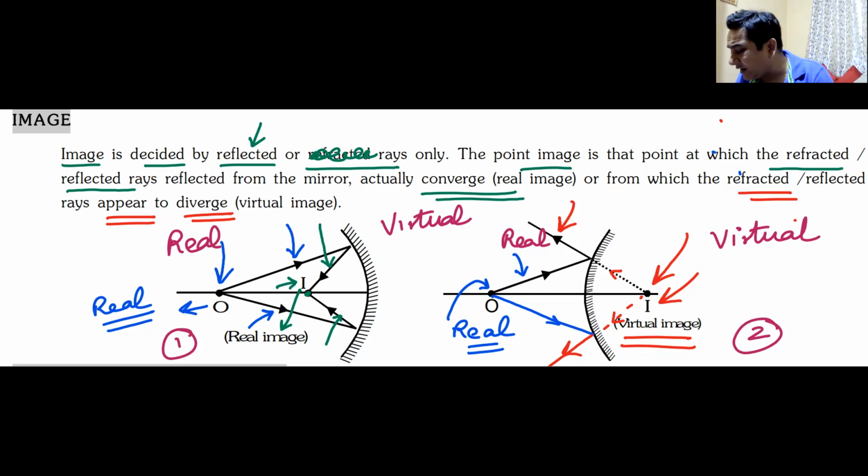If the reflected rays are actually meeting, as in the green rays, it is a real image. If they are not actually meeting, but appearing to meet, appearing to diverge, it is a virtual image. Do we understand this? I'll give you a minute to note this down. These are not given in your sheet, so you will have to note them down.